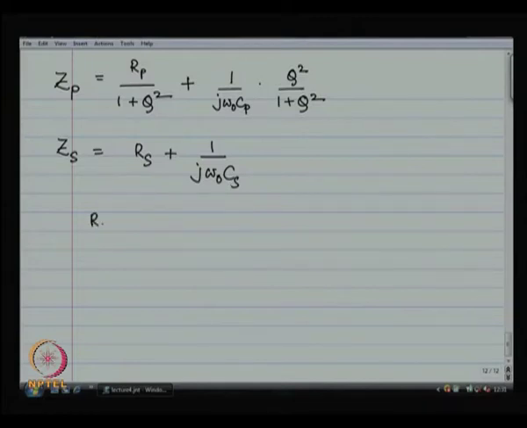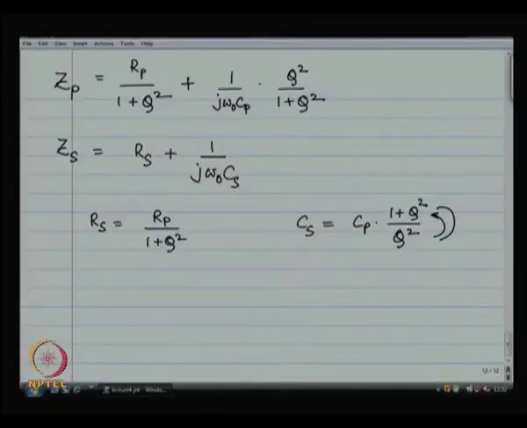So, therefore, R s has to be equal to R p by 1 plus q squared, and C s has to be equal to C p into 1 plus q squared by q squared. So, that is the only difference from the earlier result. Earlier with the inductor, q squared was in the numerator, 1 plus q squared was in the denominator in this part. So, this is the only difference. Otherwise, it is the same thing.